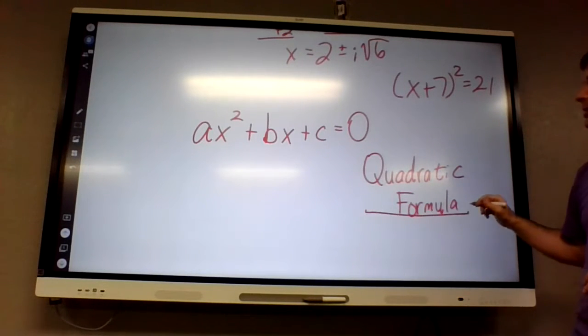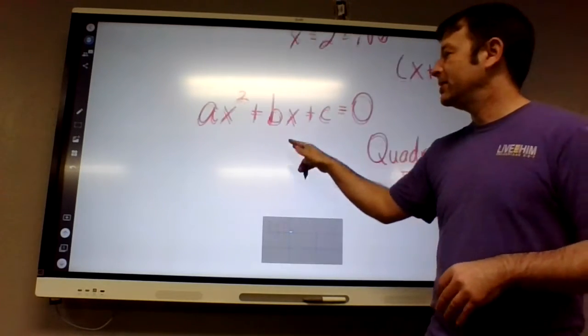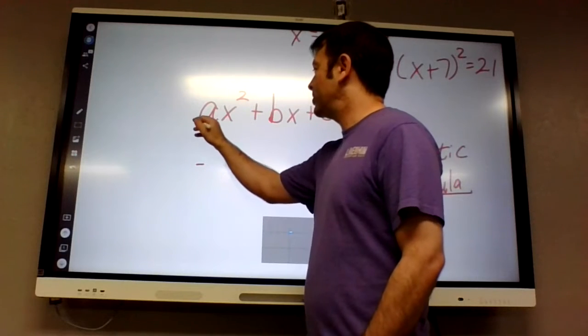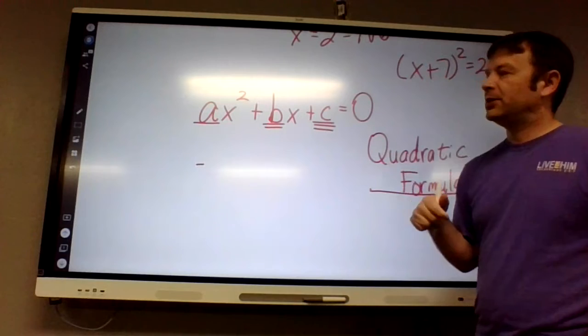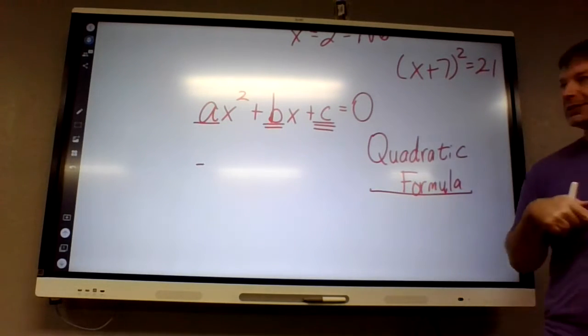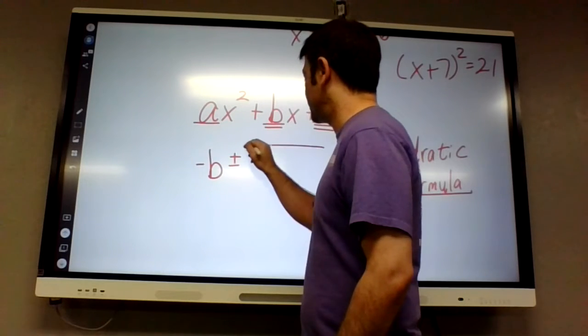If I completed the square on this, which I'm not going to because it takes too long, it looks like this. So, what do you guys think A, B, and C stand for? The numbers in front, they're called coefficients. Okay, A, B, and C stand for the coefficients.